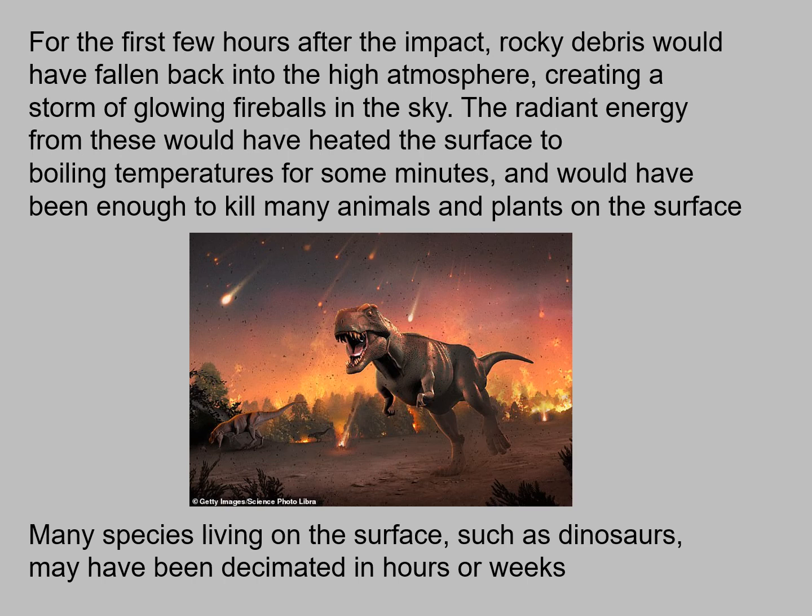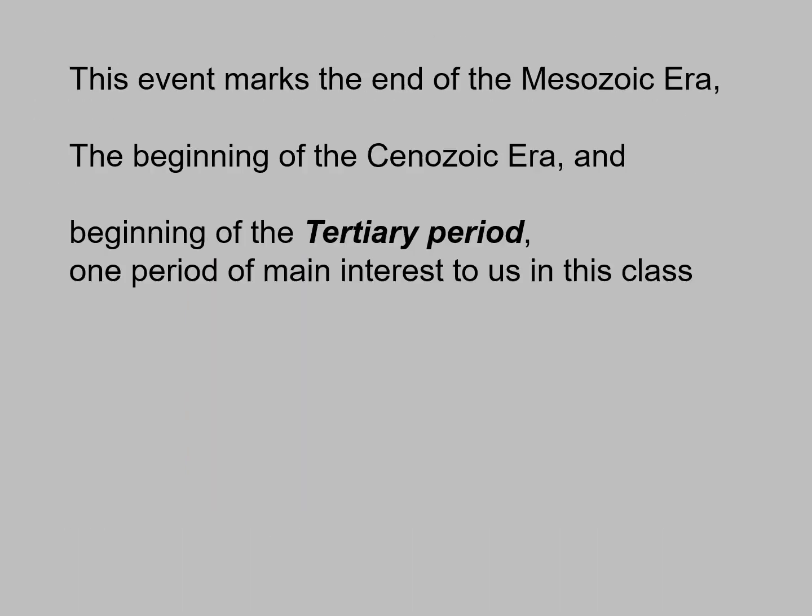For the first few hours after the impact, rocky debris would have fallen back into the high atmosphere, creating a storm of glowing fireballs in the sky. And the radiant energy from these would have heated the surface to boiling temperature for some minutes and would have been enough to kill many animals and plants on the surface. So many species living on the surface of the world at 65 million years ago, such as dinosaurs, may have been decimated in hours, if not in weeks. This event marks the end of the Mesozoic era and the beginning of the Cenozoic era and the beginning of the Tertiary period, which is the period of main interest to us in this class.